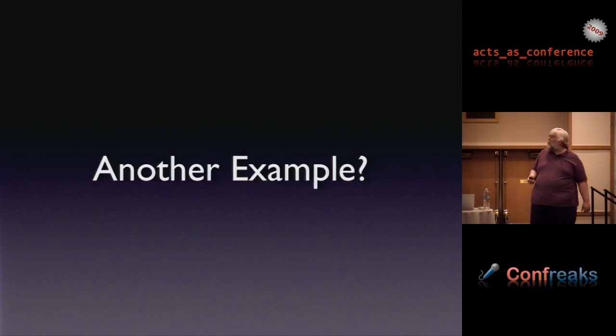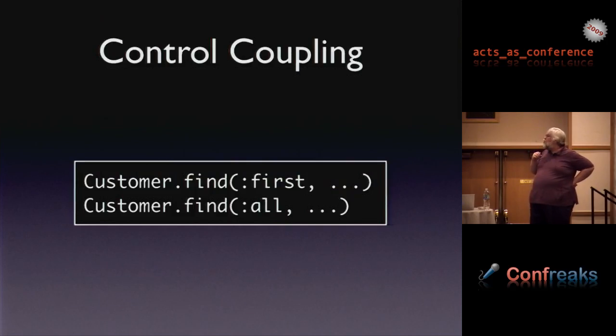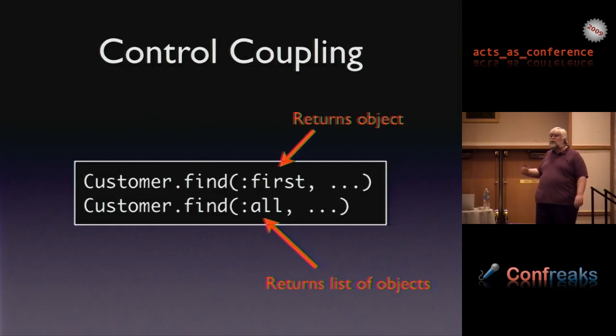Here's another example of control coupling, and this has a kind of different effect. The finder methods in Rails. The first parameter you pass in is a control parameter saying find the first instance in the database or find all the instances that match this particular condition. It's control coupling. Now, the interesting thing is not only is a control coupling being passed in, but the data coming out of the method is entirely different. If I pass in first, I get one object. If I pass in all, I get a list of objects.